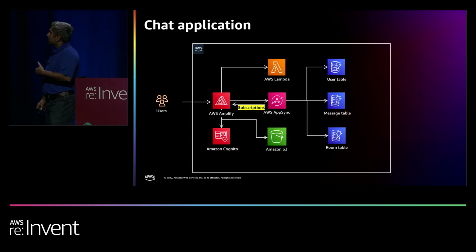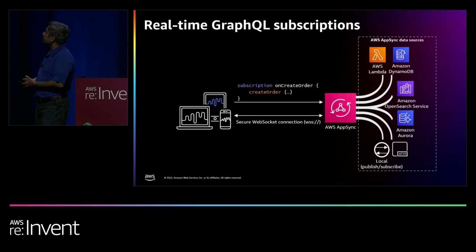Okay, let's talk about another architecture. This is a chat application which is hosted in AWS Amplify, and AWS AppSync is able to provide that real-time notification whenever somebody joins a room or whenever somebody starts typing. The other people in the room get a notification, right? So this is again another example where AppSync is used for that real-time use case.